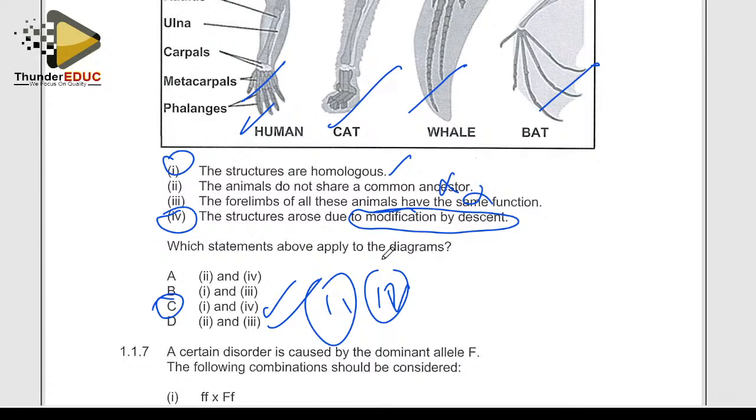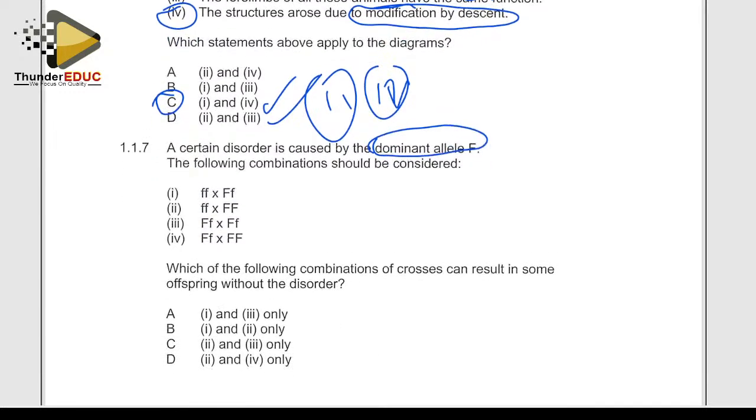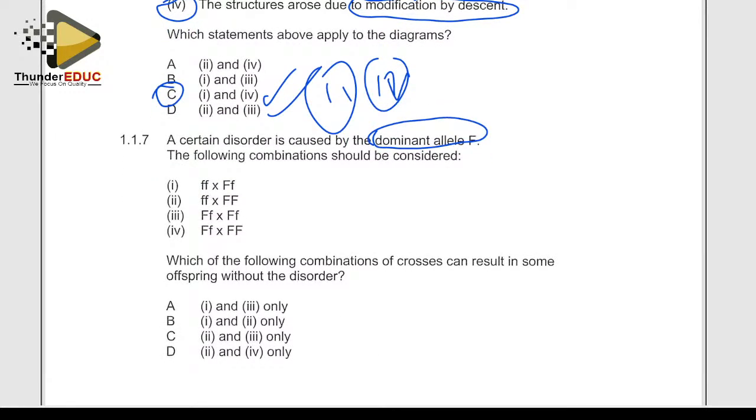All right, they're saying that a certain disorder is caused by a dominant allele. I emphasized this dominant allele. The following combinations should be considered. Which one of the following crosses can result in offspring without a disorder? A certain disorder is caused by a dominant allele. So in this case, we are looking for something which has no disorder.